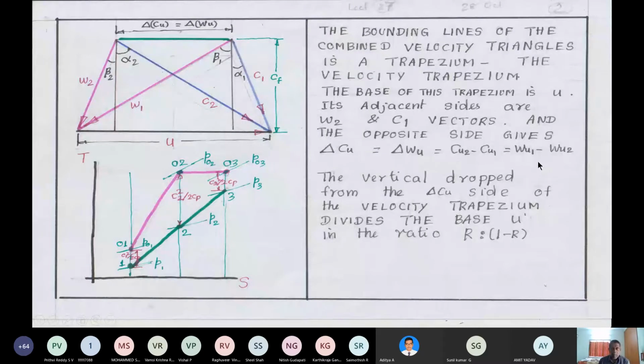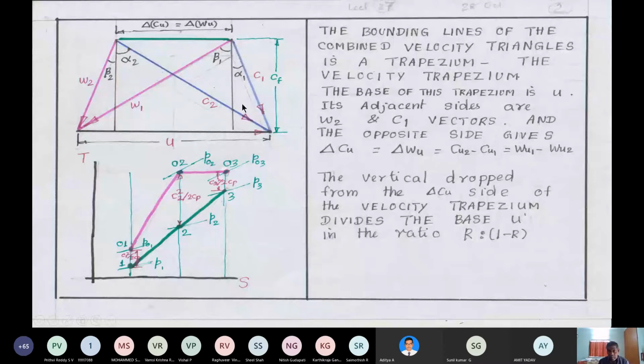Okay, now if I multiply this by U, I will get the specific work. We know the Euler equation: specific work is equal to delta of U Cu, that is U1 Cu1 minus U2 Cu2 in the case of turbines. Here in a compressor it will be U2 Cu2 minus U1 Cu1, and for axial flow machines U1 and U2 are the same. So you can take it out, and specific work will be U into (Cu2 minus Cu1). That is what is indicated, and from the figure you will see that it is also equal to Wu1 minus Wu2.